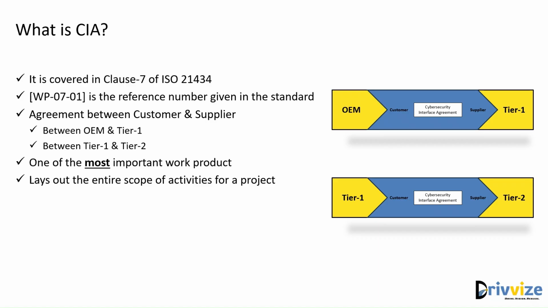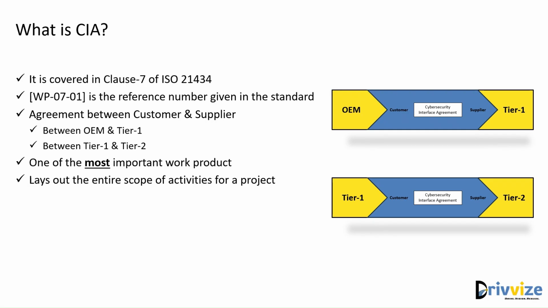What is the CIA? It is one of the work products in the ISO 21434, which is the automotive cybersecurity standard. It is covered as part of Clause 7 and it is named WP07-01. That's the reference number, or the work product number, given in Clause 7 of the standard. And what exactly is the CIA? It is nothing but an agreement between a customer and supplier.